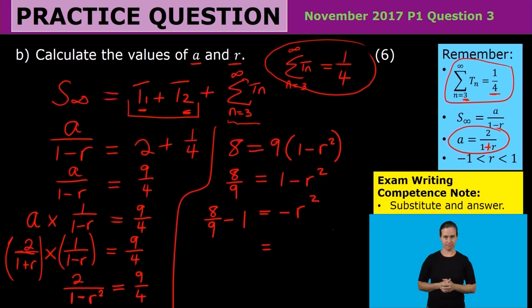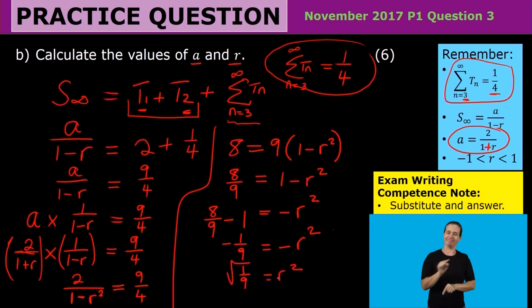Now, you will see that if we calculate 8 divided by 9 minus 1, that is going to give us a negative 1 divided by 9. And on this side, a negative r squared. We divide both sides, or multiply both sides, by a negative 1. That's going to give us 1 over 9, and that is equal to r squared.